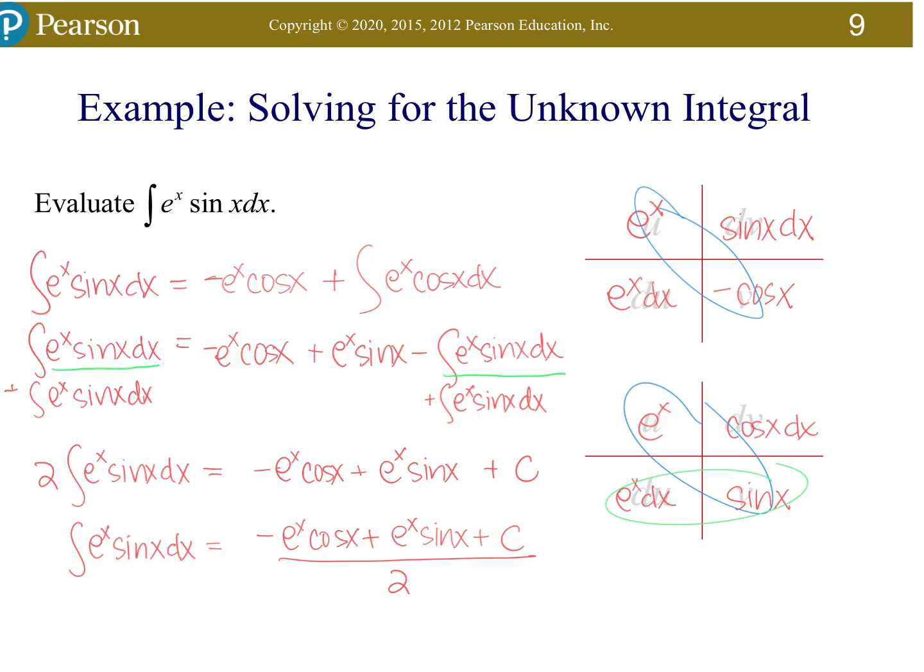Sometimes you'll see that answer written this way, where the constant of integration is kept separate, and that constant is also divided by the number 2. But because you're dividing a constant by another constant, the result is still ultimately a constant, so you'll probably most likely see the answer written like that.